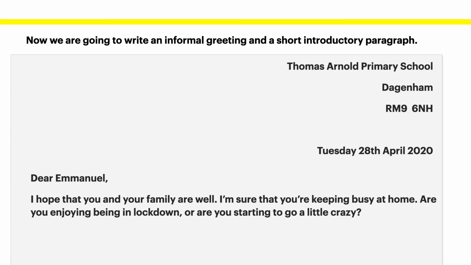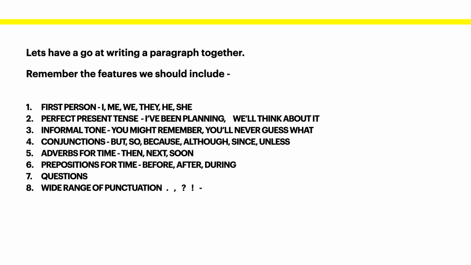Okay. Now that we've got our address, our date, our informal greeting, and our short introductory paragraph, we're going to have a go at writing a paragraph together. So remember, these are the features we need to use. I need to write in first person. There are some words I could use: I, me, we, they, he, she. I'm going to be writing in perfect present tense. I'm going to maintain that informal tone.